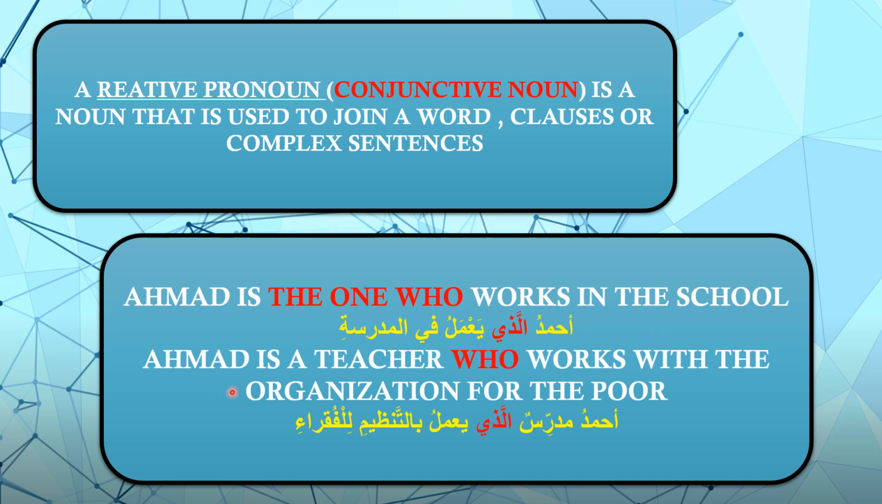Another example I have taken here: Ahmad is a teacher. Now, what is the difference between the first and the second example here? A proper noun was tied together with a jumla fi'liya, with a sentence. Now what is happening? A nominal sentence, Ahmad is a teacher, is tied together with another jumla fi'liya, another sentence. So here, who is working as the ism mausool? Ahmad is a teacher.